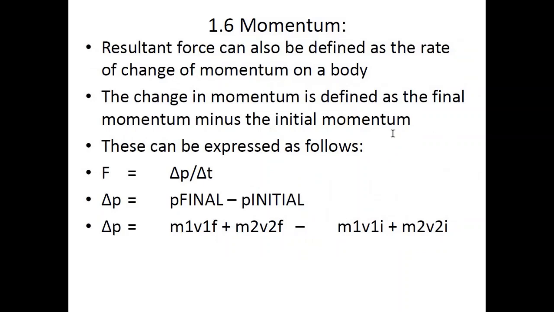and we can also express it as follows. Force is change in momentum divided by change in time, or we can say that this is the final momentum minus initial momentum. Hence we would say m1 v1 final plus m2 v2 final, because this total gives us the final momentum of the system, minus m1 v1 plus m2 v2 for both trolleys, for both balls, for both cars before the collision took place.